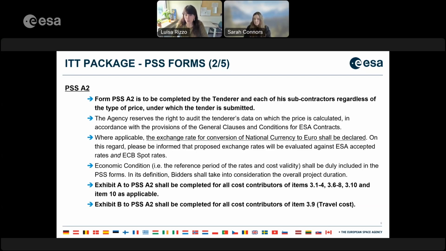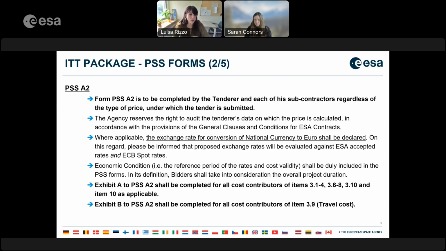Where applicable, and please make sure you focus on this section, the exchange rates for conversion of national currency to euro shall be clearly declared in the PSS forms and in the proposal. Whilst the proposal template does not contain a specific section for the exchange rates, the PSS forms do. So please make sure that the exchange rates are well presented and indicated in the PSS A2 and also in the other forms.